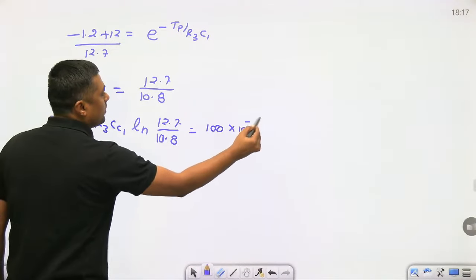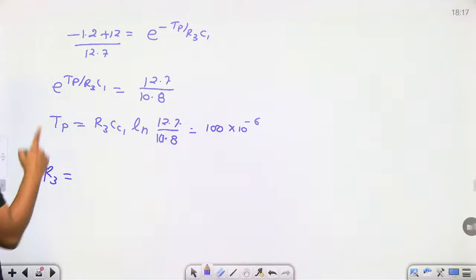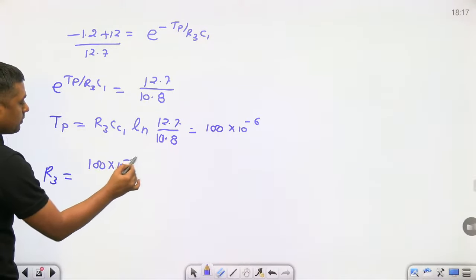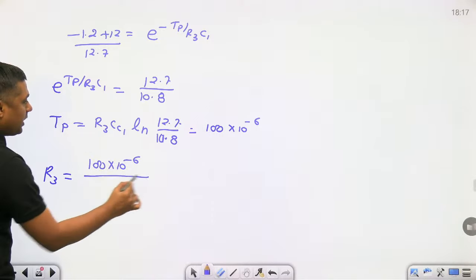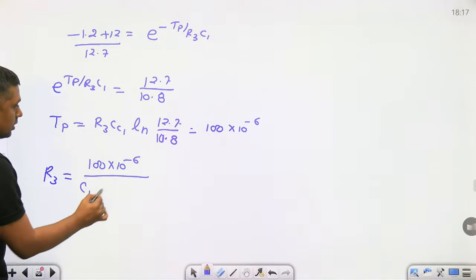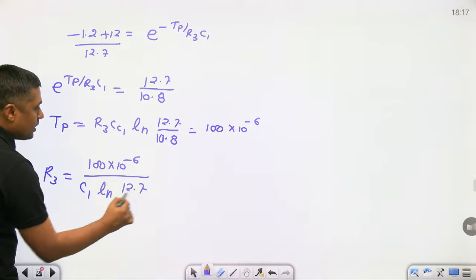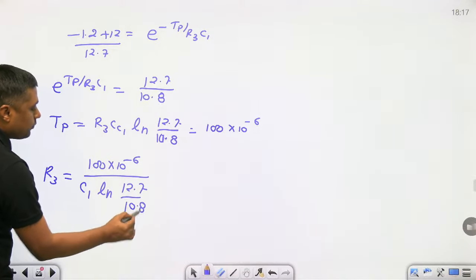100 into 10 raised to power minus 6. So what will R3 become? Now we get the exact value: 100 into 10 raised to power minus 6 microsecond divided by C1 log of 12.7 upon 10.8. What is the value of C1?